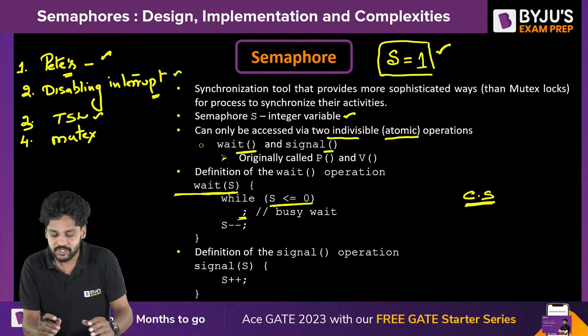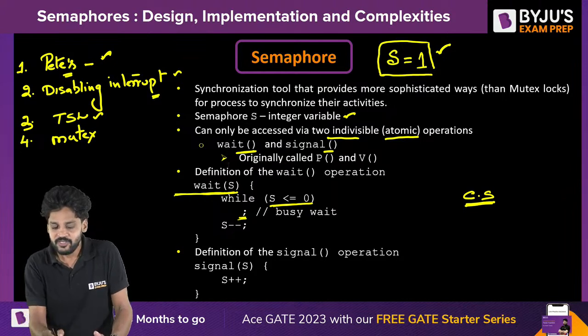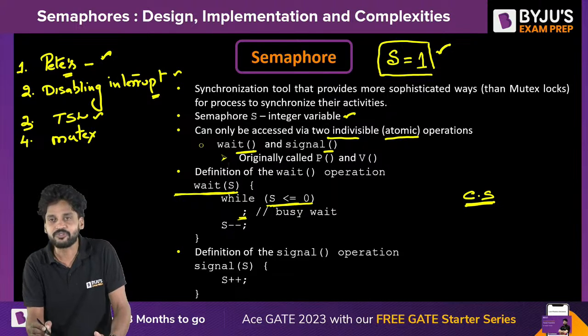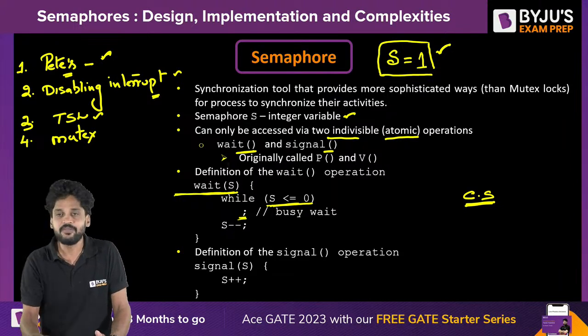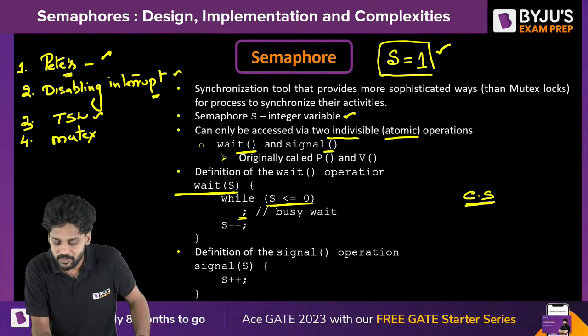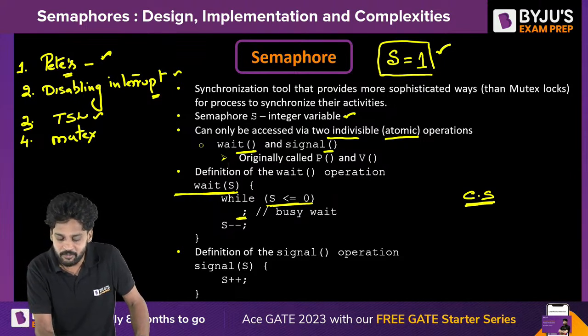Let us closely observe how the wait operation is designed. In the wait operation, any process which wants to enter into the critical section needs to check the condition. If S is less than or equal to 0, that means the semaphore S has already been consumed by somebody else. So it will be caught in the busy wait, in the while loop. Otherwise, it will be able to come out.